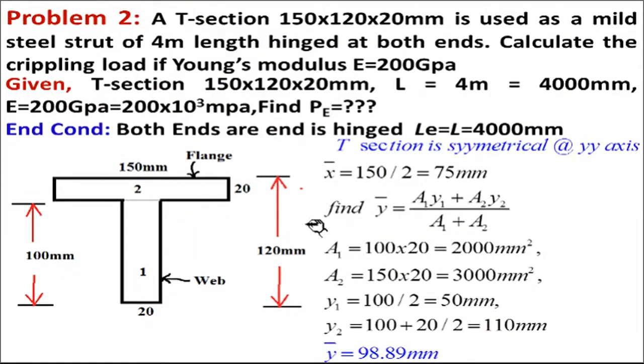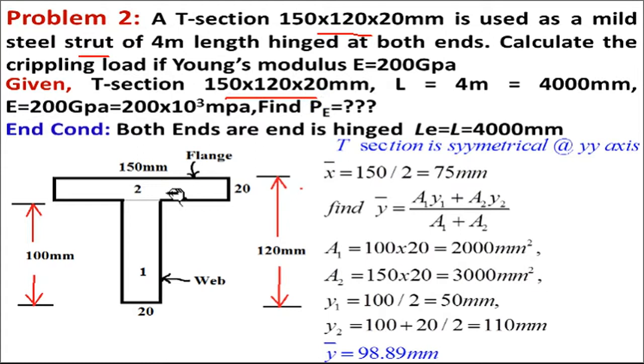See the next problem. A T section of 150 by 120 by 20 mm is used as a mild steel strut. Strut means column, of 4-meter length, hinged at both the ends. Calculate the crippling load if Young's modulus is 200 GPa. So what is given here?